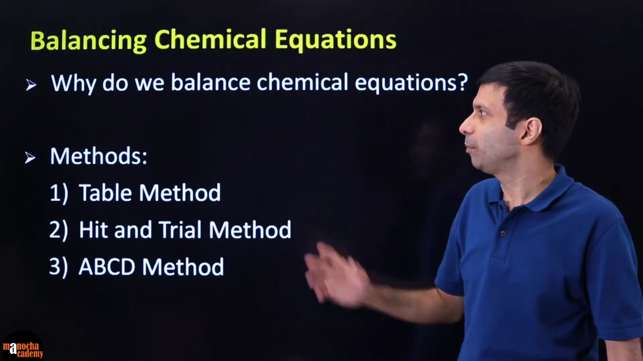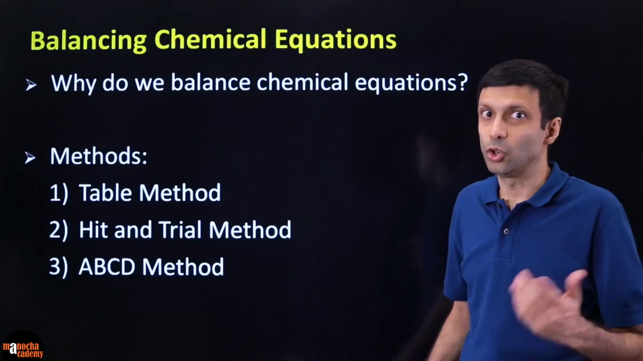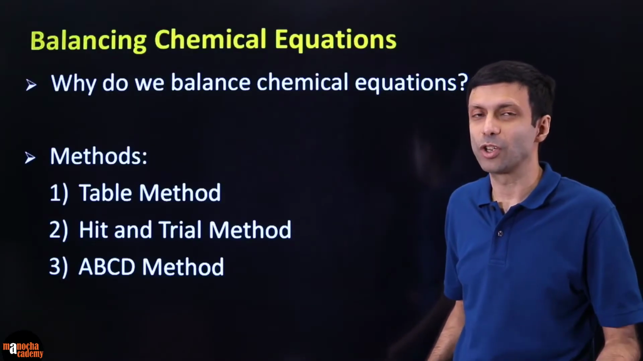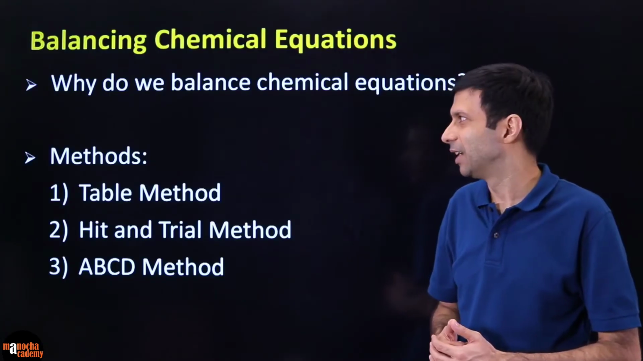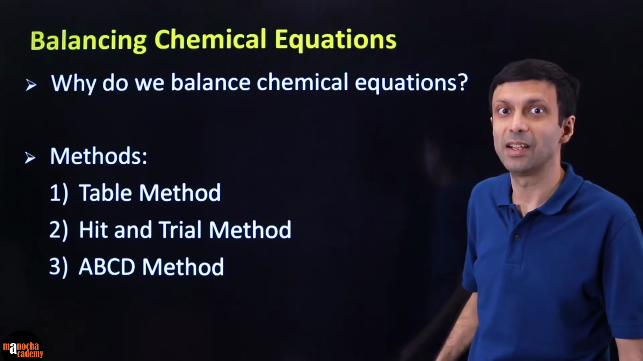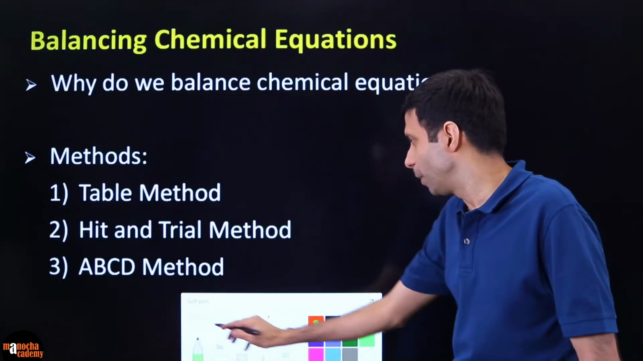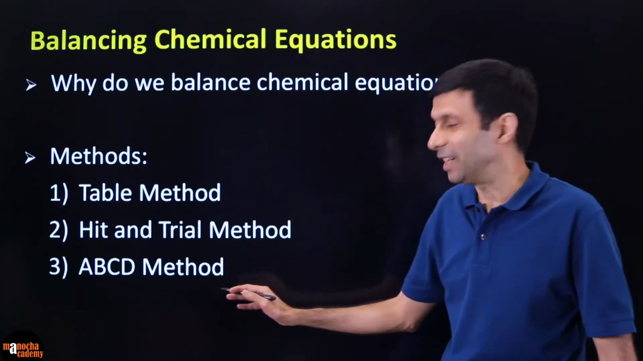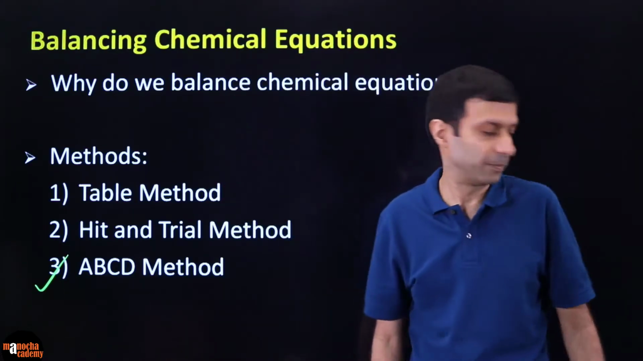So remember, last time we talked about why we balance chemical equations: to satisfy the law of conservation of mass. And last time we had looked at the table method and the hit and trial method. In this video, we are going to be focused on the super powerful ABCD method. So this is what we are going to focus on in today's class.